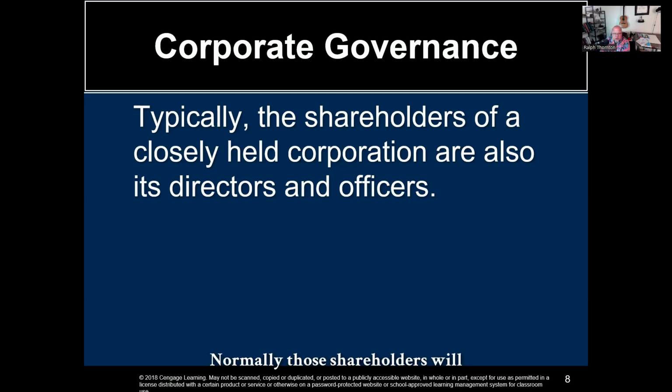In a closely held corporation, normally those shareholders will be directors and officers. Your board will consist of officers and vice versa. They'll all, in most cases, be shareholders within the corporation.